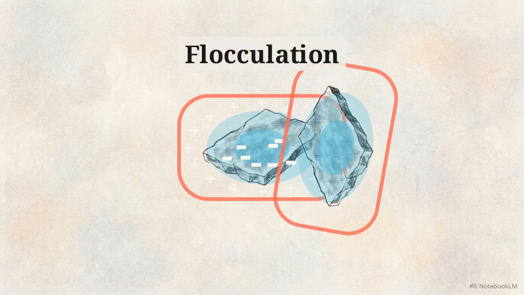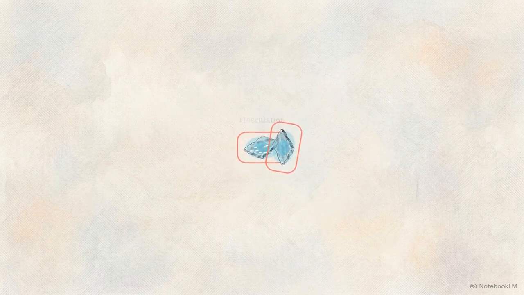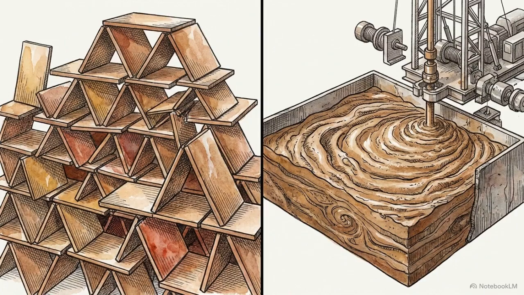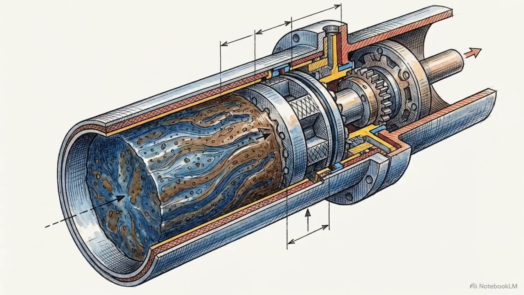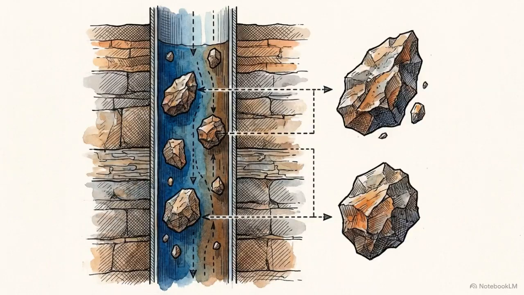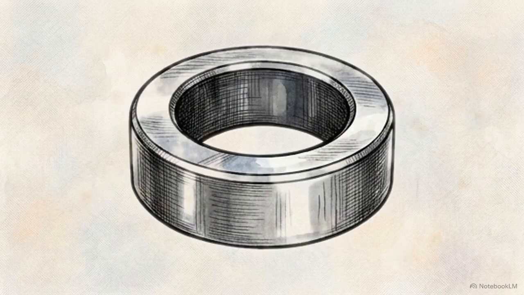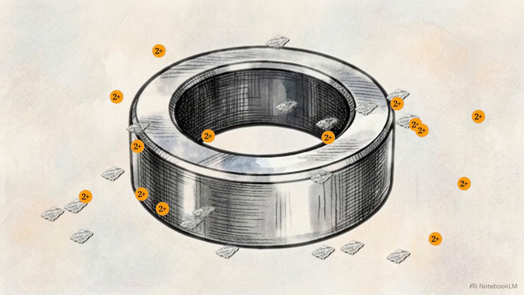As more plates link edge to face, they build a rigid, three-dimensional matrix throughout the fluid, often described as a brush heap structure. This internal structural matrix directly dictates two key macroscopic measurements on the rig: yield point, which measures the force required to get the mud flowing, and gel strengths, which measure the fluid's ability to suspend cuttings when circulation stops. This behavior contrasts sharply with aggregation.